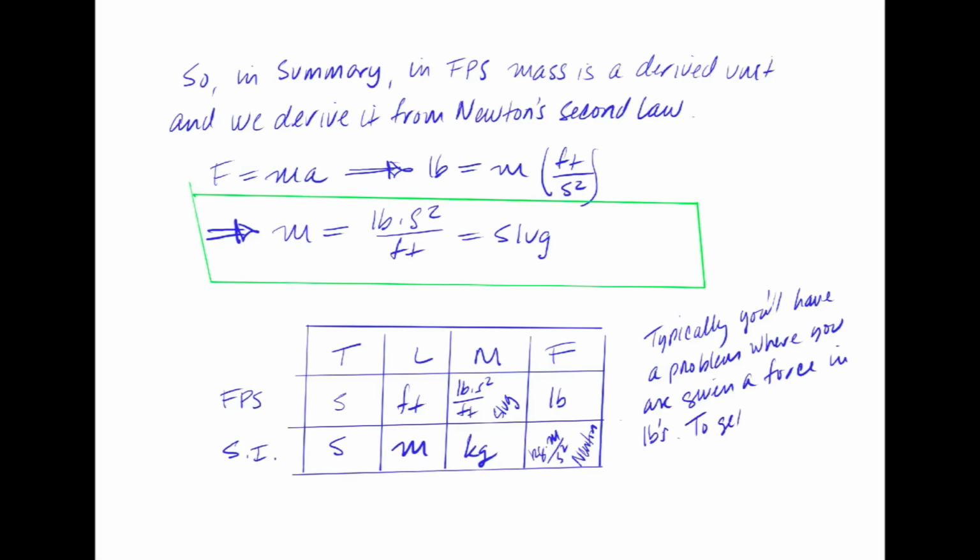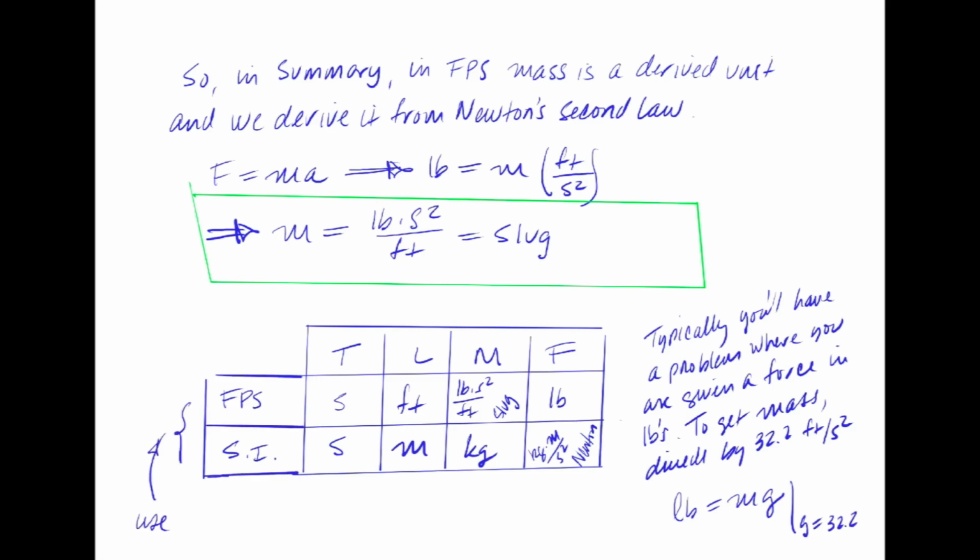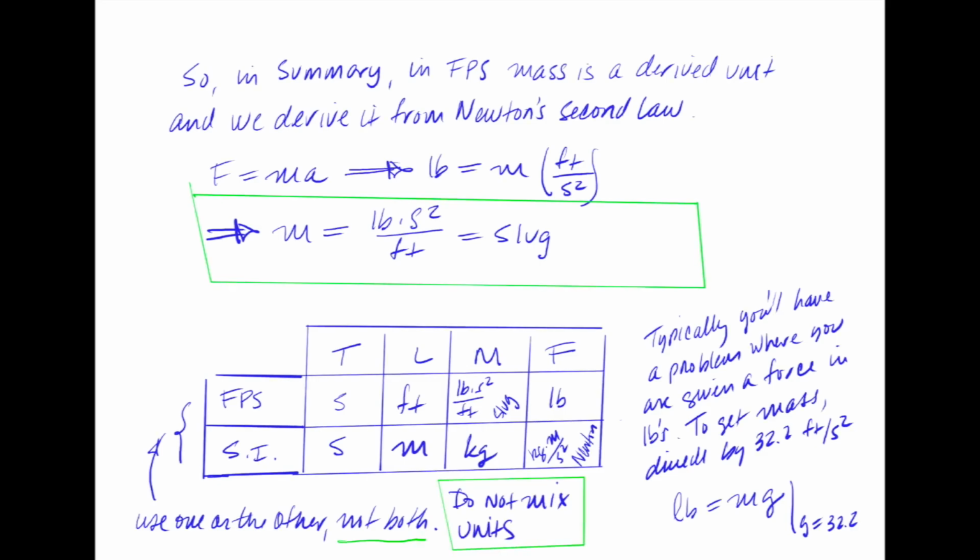So we can complete our table. Again, we have the three fundamental units and the derived units. We have time, length, and mass, and then force is a derived unit. We have two systems of units, FPS and SI. In FPS, time is seconds, length is feet, mass is pounds seconds squared per foot, which we call a slug. That's the derived unit. And force is pounds.